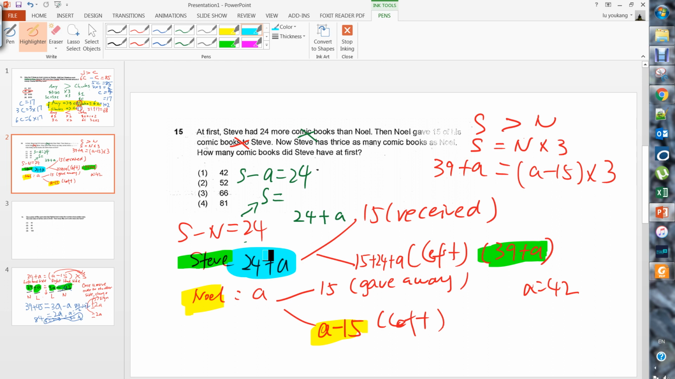What's the value of A? Where is the value for A? Use your finger, point. A equals to what? That means you need to look for A equals to a number. Is there anything here on this slide? Here. A equals to 42. So Steve at the start is 24 plus 42. Which is? 2 plus 4 is 6. 4 plus 2 is 6. So the answer is?